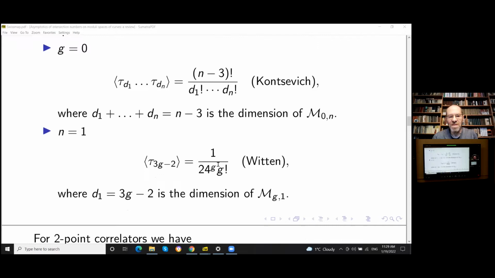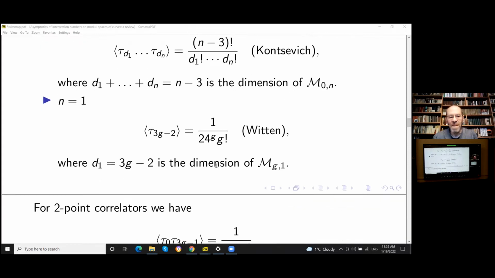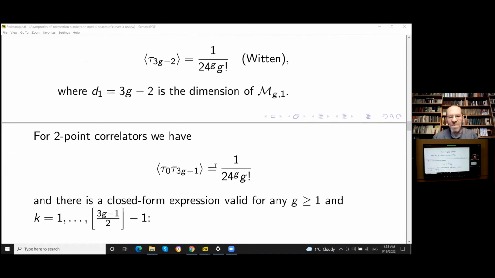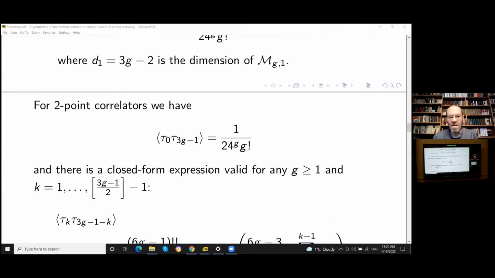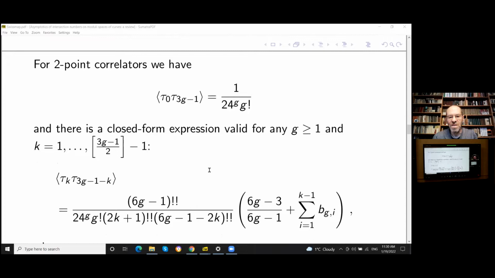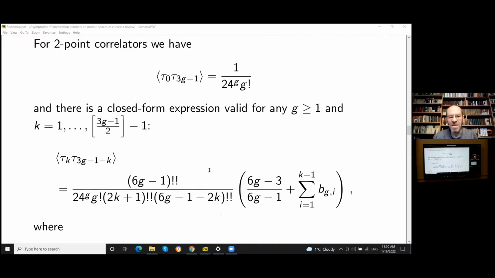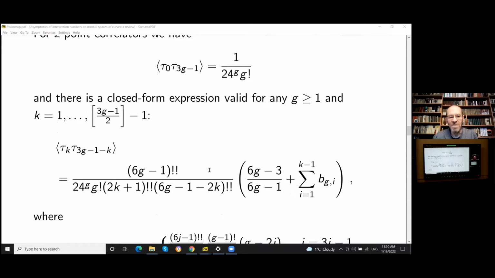Everything becomes much more complicated if g becomes larger than 0 and then larger than 1. Let me show you the formulas for 2-point correlators. These are closed form expressions, which, however, look quite complicated. So this intersection number can be computed explicitly using the string equation, and it's the same as in Witten's example, namely 1 over 24 to the g times g factorial. And there is a closed form expression, which is rather large because k differs from 1 to approximately (3g minus 1) over 2. And this correlator looks as follows.